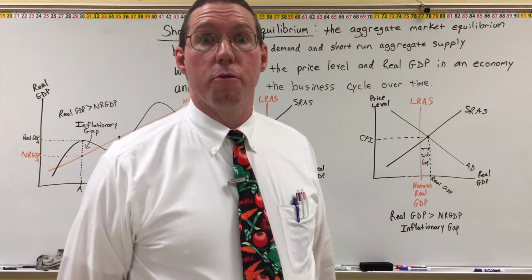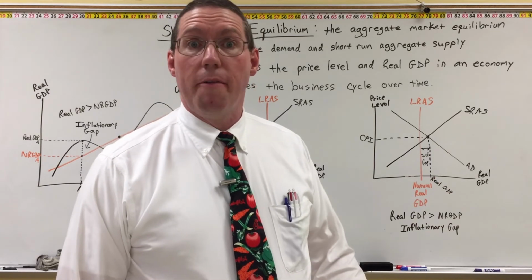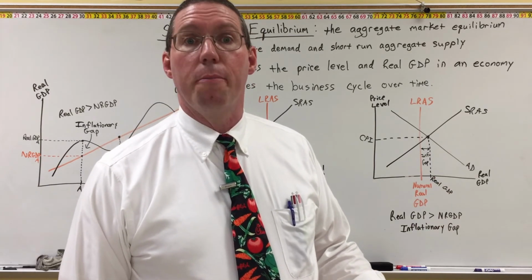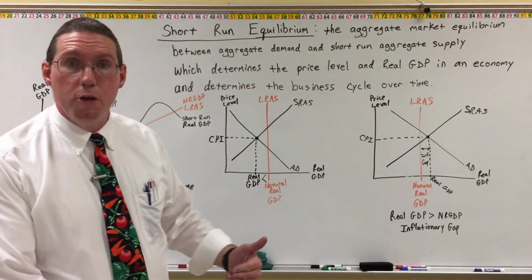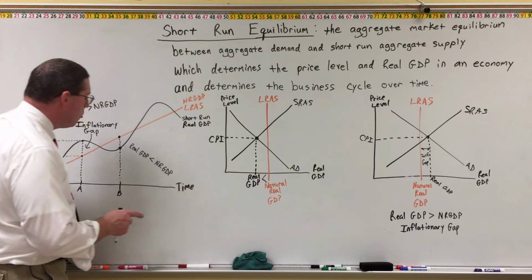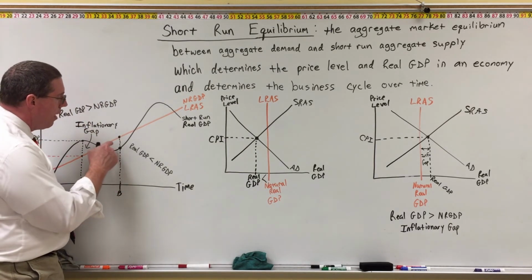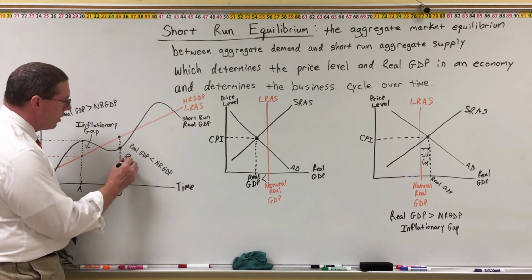We're not using all of our resources at all. We're using some of them, but some of them are being wasted. Time is going by and we're not using them. We could be using them to produce, but we're not using all of our resources to produce. And this is what we called a recessionary gap.